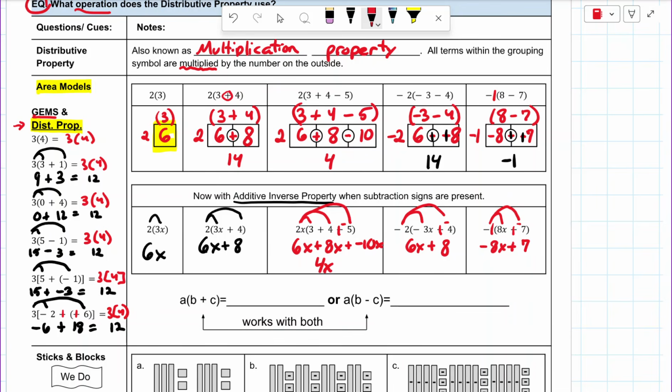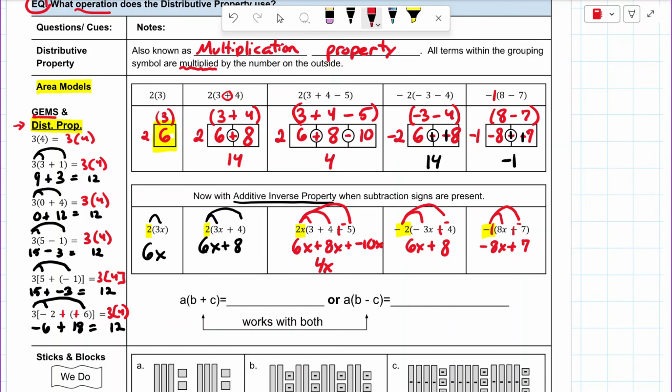Okay, so we have two models here. We have the area model up on top with the boxes and the circles for the signs, or some might call this rainbows or arches, so that you're multiplying everything on the number on the outside to everything inside the grouping sign on the inside. All right, well, what did we learn?